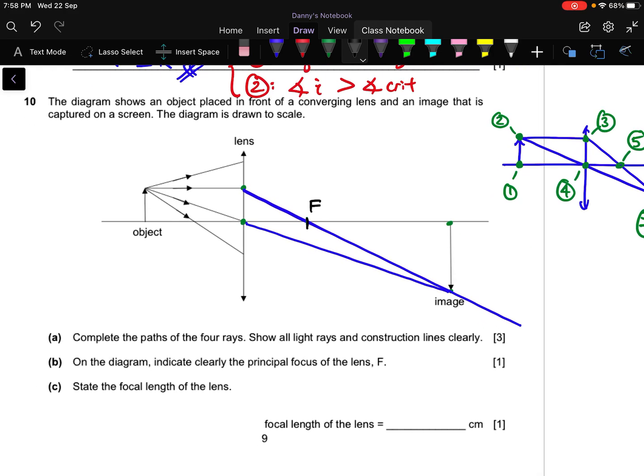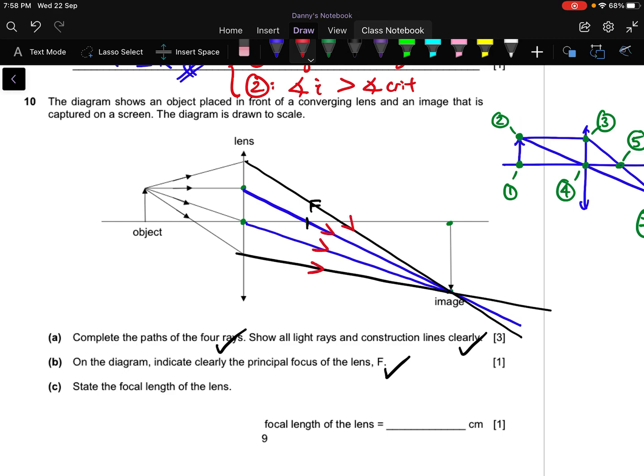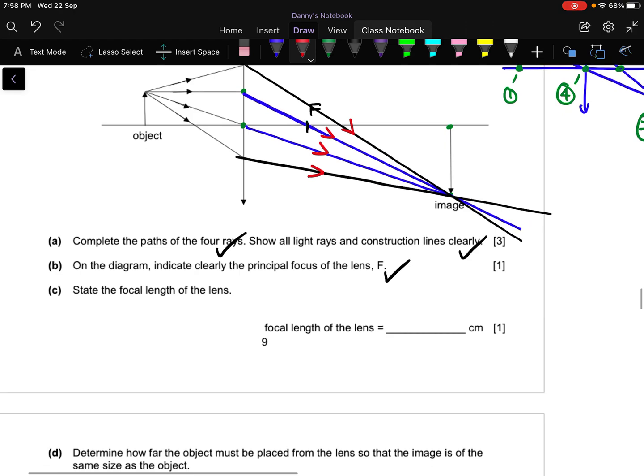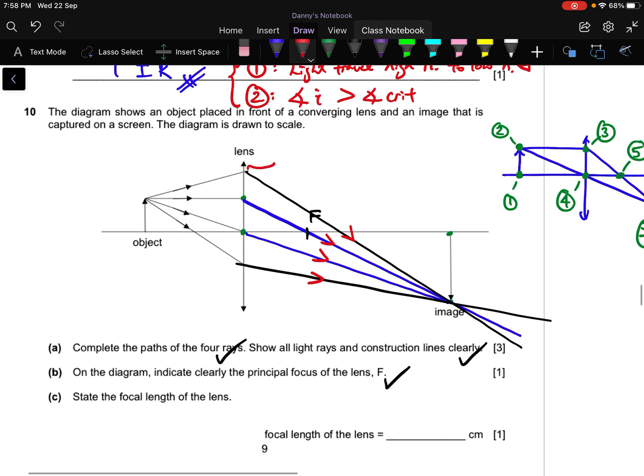Okay, this is F. So I have already constructed F. Oh, I need to construct for all 4 rays. All the other rays will just converge to the image, so just draw properly with your ruler. And the last thing is, of course, add in the arrows. Okay, done. To find the focal length, your focal length is here.